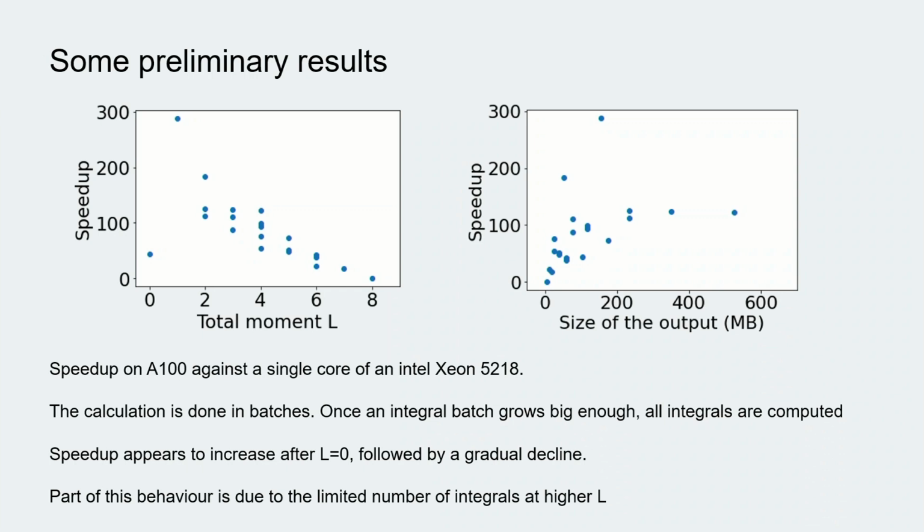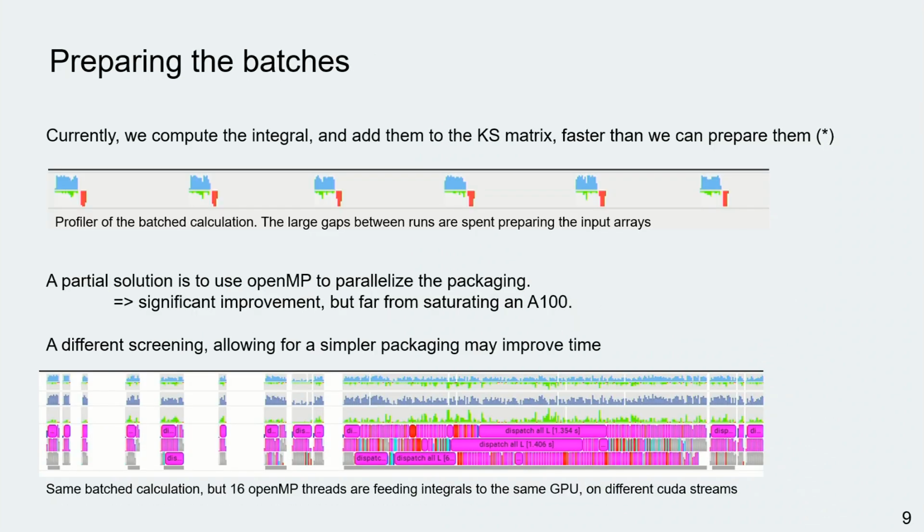We think that honestly part of this behavior is just due to the limited number of integrals at higher momentum, because it's quite clear that a lot of the speedup comes from being able to batch a large number of integrals on the GPU, so they can be done concurrently, and essentially the GPU is always fed new work to complete. Yeah, so I think I'm going to skip that. Essentially, we can compute these integrals for some systems faster than we can prepare them, so we use OpenMP to pack a lot of integrals at the same time and alleviate this problem.